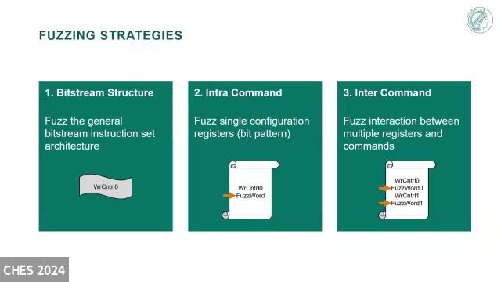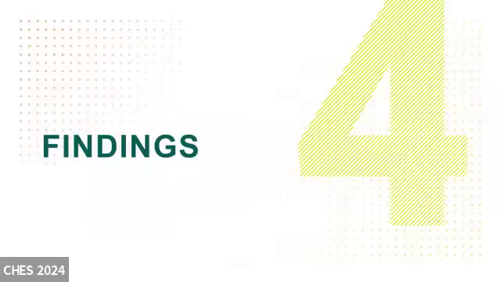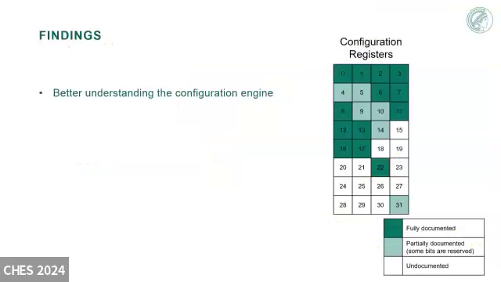And with these three strategies, we implemented 71 fuzzers, which generated 83 million test cases, and this ran in about 2 weeks. So let's discuss our findings. And in general, we better understand now this configuration engine, right? So for example, we can say, of course, to a certain degree of certainty that this register 15 does not exist, because we never got anything back from this register. It doesn't influence anything, so we say, okay, this most likely doesn't exist.